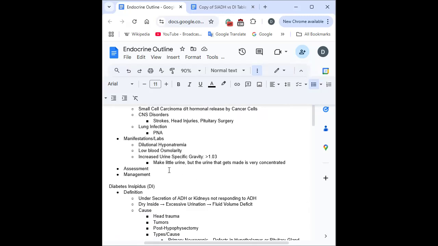So in terms of assessment, we said high urine osmolarity but low serum osmolarity. In your blood, you're retaining everything, so the concentration is down in your blood. But in your urine, you're trying to get rid of as much waste as possible without using up fluids, because your fluids are being retained by the antidiuretic hormone.